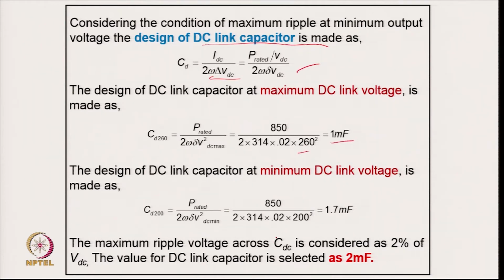So, it comes to 1 millifarad, and if we select for a minimum voltage of 200 output volt from this relation, it comes to 1.7 millifarad. And certainly, we have to make sure that the ripple does not exceed 2% under worst condition. So, we select a value even a little higher than the highest out of the two. So, we select the value of the DC link capacitor around 2 millifarad.